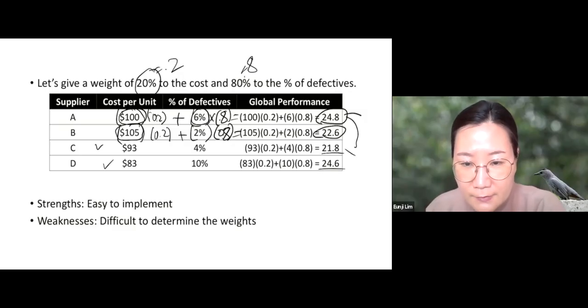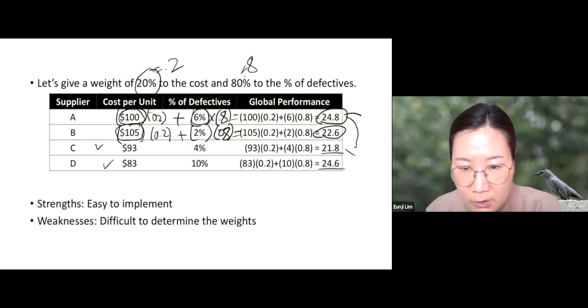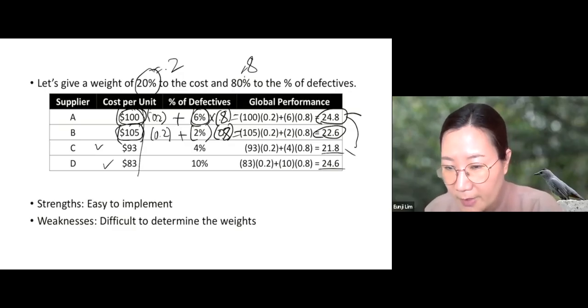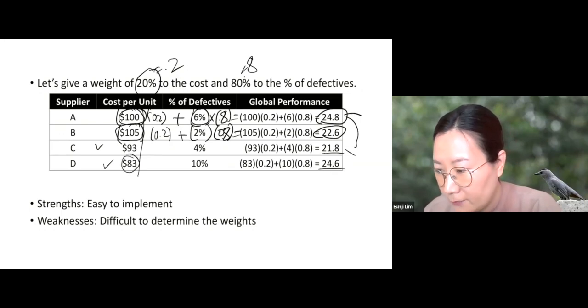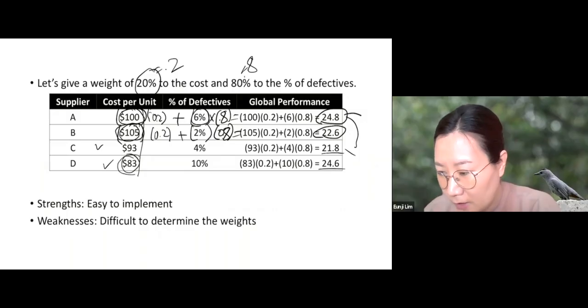So to answer this, you need to look at each performance criteria. If you look at the cost, which value indicates better performance? A lower value or a higher value? A lower value means lower cost, so it indicates better performance. The lower the cost is, the better the performance is.